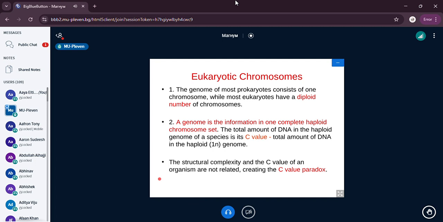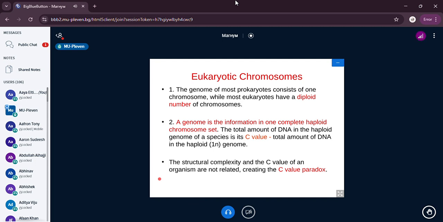Eukaryotic chromosomes. Most prokaryotes consist of one chromosome. Most eukaryotes have a diploid number of chromosomes. Two copies. Why? Because of the sexual reproduction.